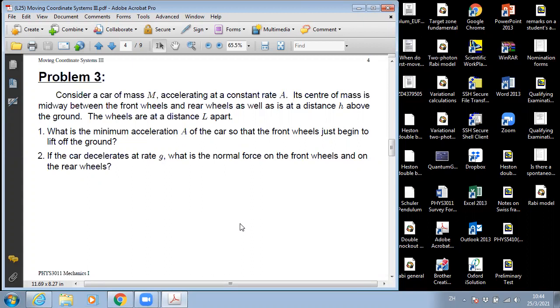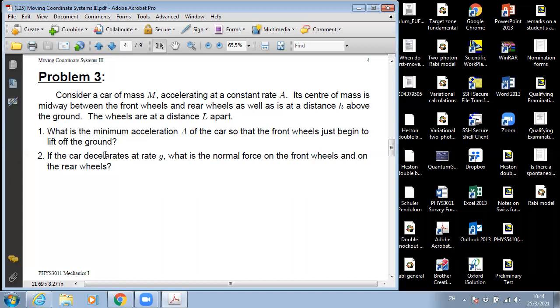Its center of mass is midway between the front wheels and rear wheels, as well as at a distance h above the ground. The wheels are at a distance L apart. So you can consider it like a rectangular box, right? What is the minimum acceleration a of the car so that the front wheels just begin to lift off the ground?